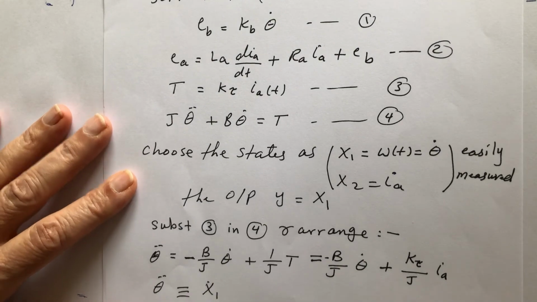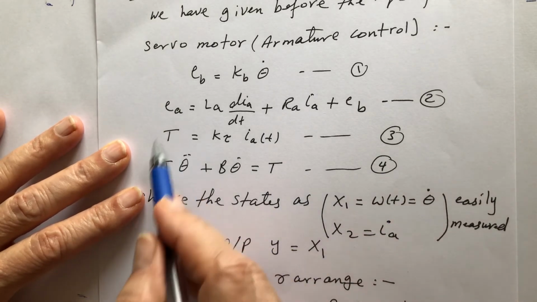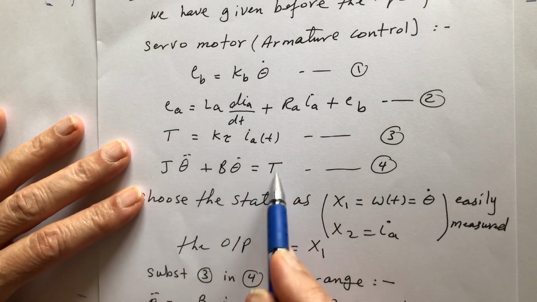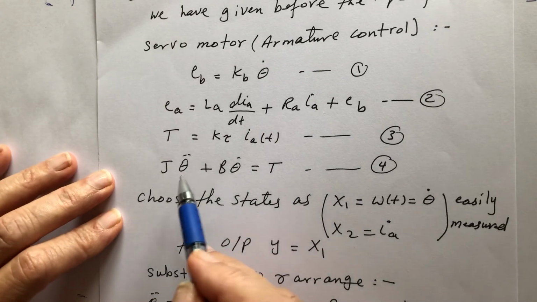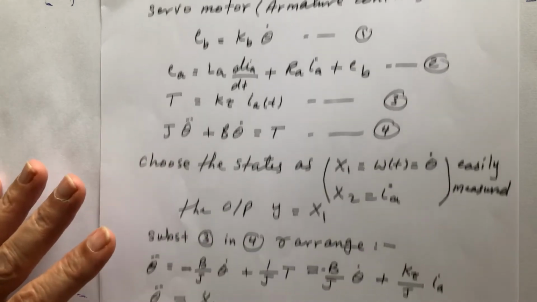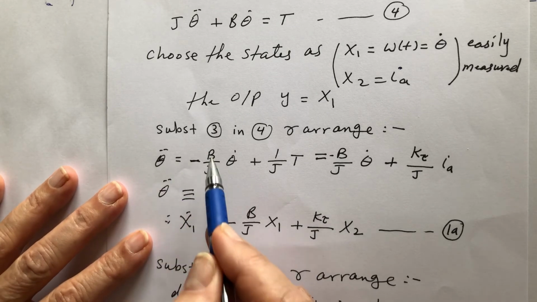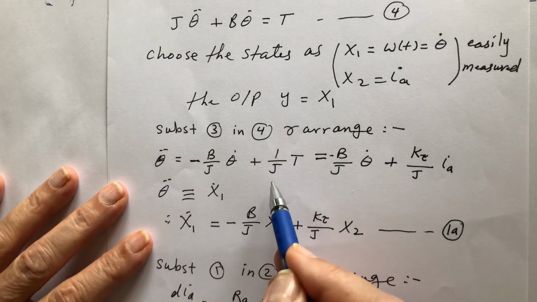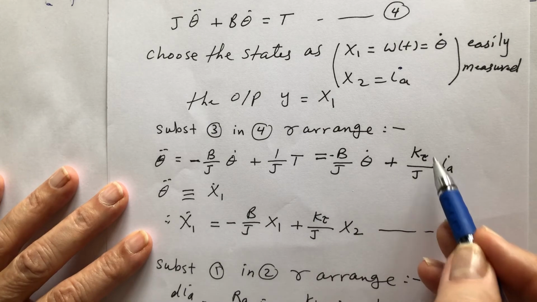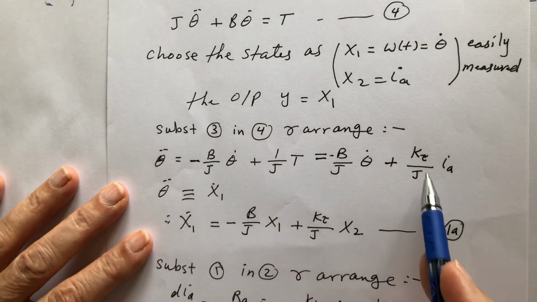So the first thing is substitute 3 here, that one, and this one, because you see here T. So this is like an intermediate variable. Take it away. So substitute for T from here into here and rearrange it. How do you arrange it? You make theta double dot on the left side of the equation and all the rest on the right hand side of the equation. So substitute 3 and 4 and rearrange. We'll get this equation: theta double dot equals minus B over J theta dot plus 1 over J T, and it's equal to minus B over J theta dot plus K tau over J IA. So I substitute for T equal to K tau IA, this one.